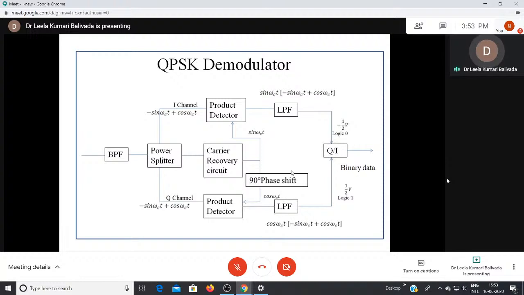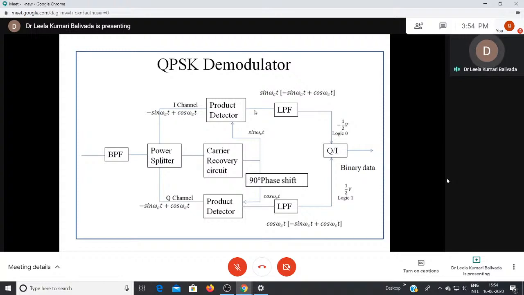Okay, so let us consider one example here. As we know, the incoming QPSK signal has 4 possible output phases. Let the incoming QPSK signal be minus sin omega ct plus cos omega ct. Okay, so let us consider this case. So this is one of the inputs to the I product detector, and the other input is the recovered carrier sin omega ct. So for this I product detector, minus sin omega ct plus cos omega ct is one input and sin omega ct is another input.